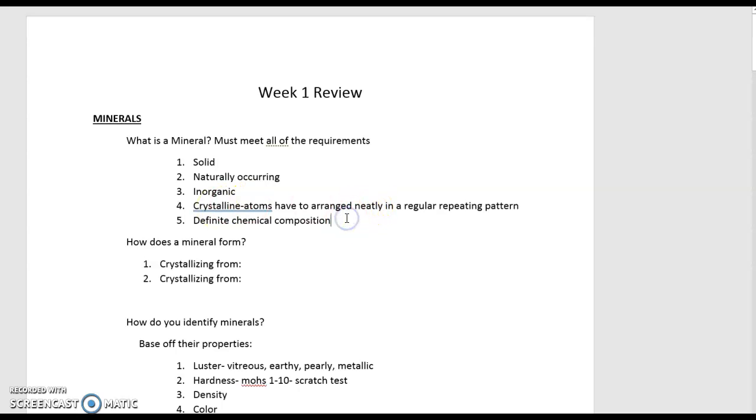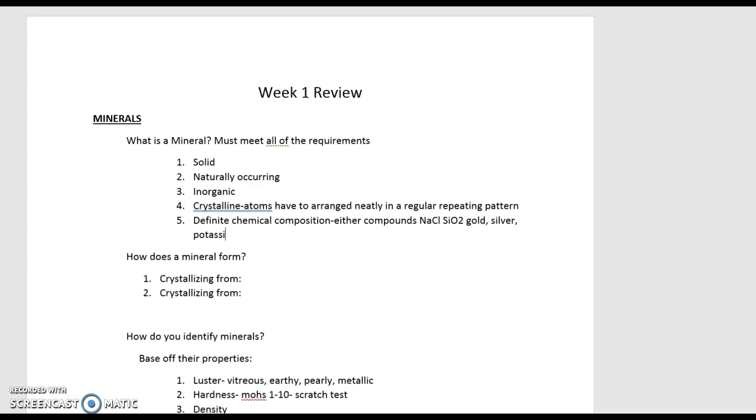Okay. The last one, number 5, definite chemical composition. That means all minerals are either compounds, like table salt, so NaCl. Another good compound, we can have silicon dioxide, SiO2. That's quartz. So we have minerals that can be compounds or they can be elements themselves. So gold, silver, okay, potassium. So almost all elements, all the solid elements are minerals.